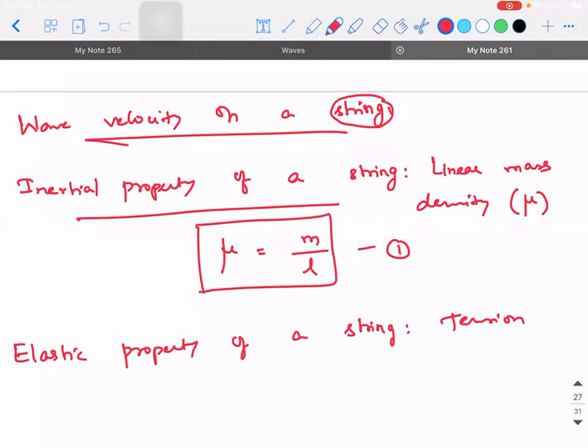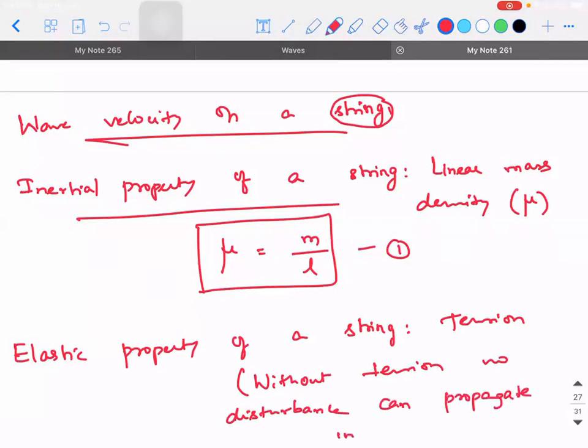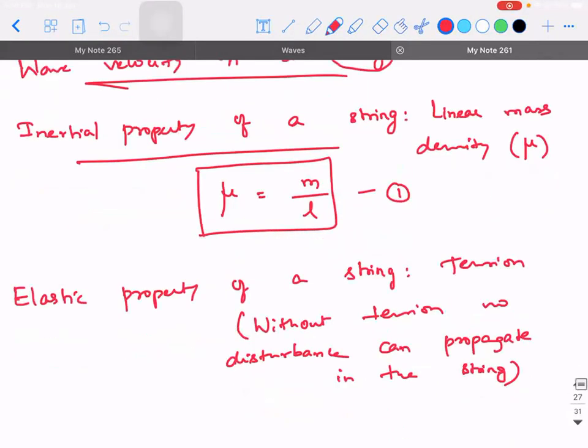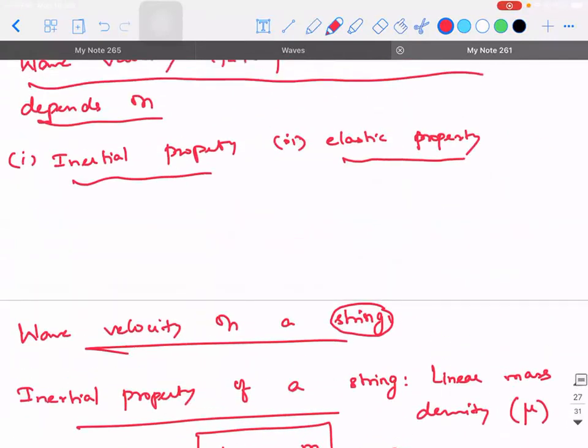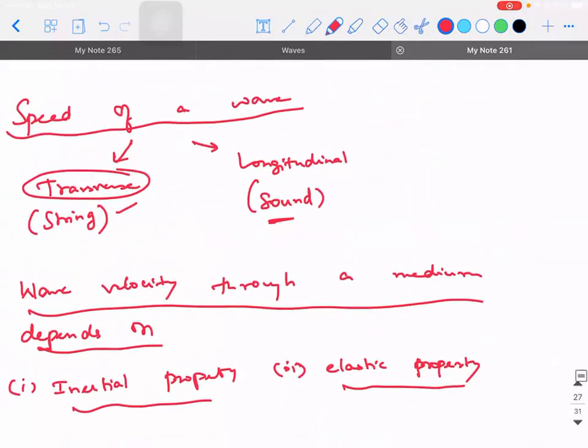Okay. And the reason being, without tension, no disturbance can propagate. Without tension, no disturbance can propagate in the string. Propagate means travel. Am I clear with these 2 points? So I'm stressing on the important points.